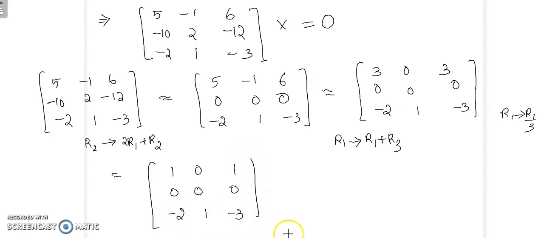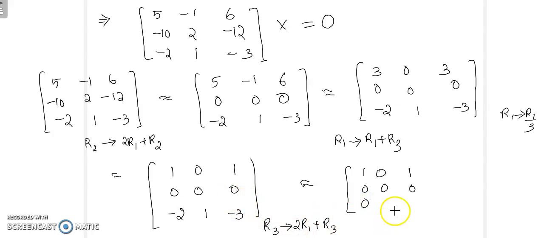Now here I can make it 0, minus 2 in the place there. So I can take R3 goes to 2 R1 plus R3. So that will give us 1, 0, 1, 0, 0, 0. Then it is 0, 1. Then 2 times R1 plus R3 gives minus 1. Now, let us now write the equation.